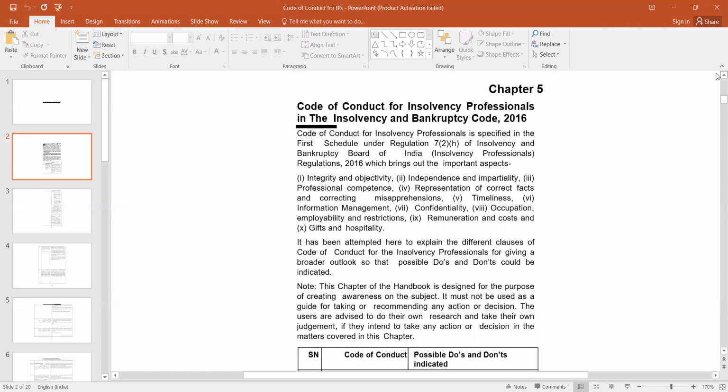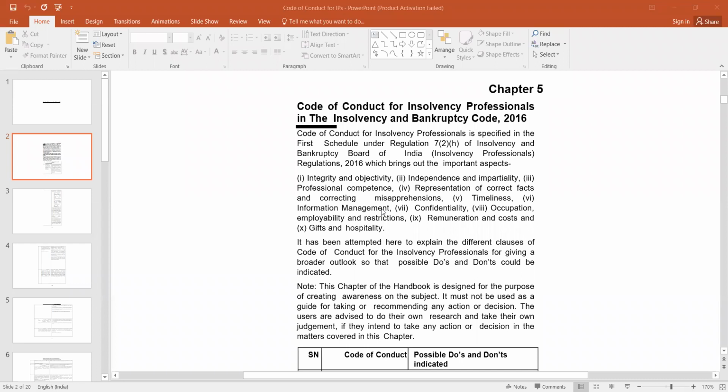So there are questions on regulations also, which we will be covering. But this is the code of conduct. So we will start with the code of conduct and then we'll go on to the regulations, which are more general, and we know almost all those regulations. So these are the important aspects.